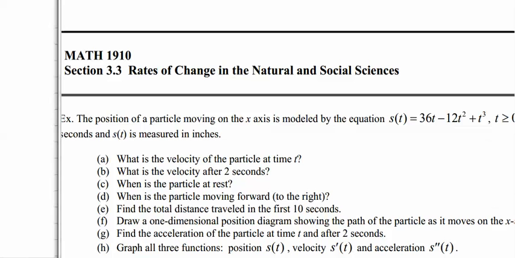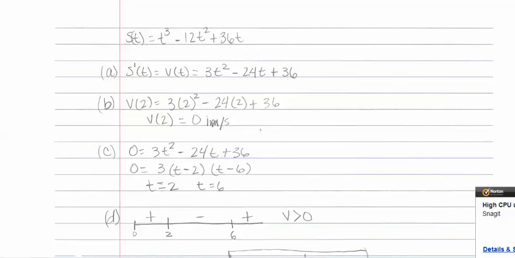And then part C, when is the particle at rest? So I have my velocity equation equals 0. So I have 0 equals 3t squared minus 24t plus 36. And then I can take out a 3 and get 3 times t minus 2 times t minus 6. And I found that t equals 2, which I got from here also, and t equals 6. So when t equals 6 and t equals 2, velocity is 0. So now I have C.